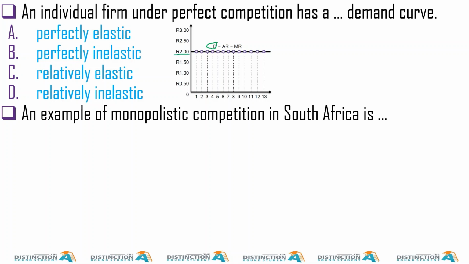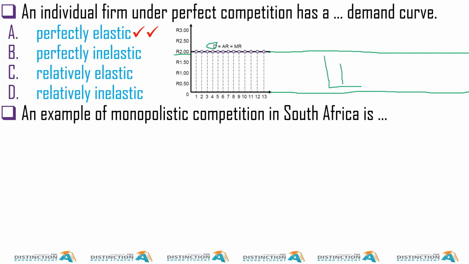Look at this. They say the individual firm under perfect competition has a dash demand curve. So this is our demand curve. Look at it. At 1, it's 2 rand. At 2, 2 rand. At 3, all these points. If we were to go to 13, 14, we are going to go on until, think about something that you can stretch to infinity. What would you say about that thing? Would you say it is perfectly elastic? I think you should, because it is.